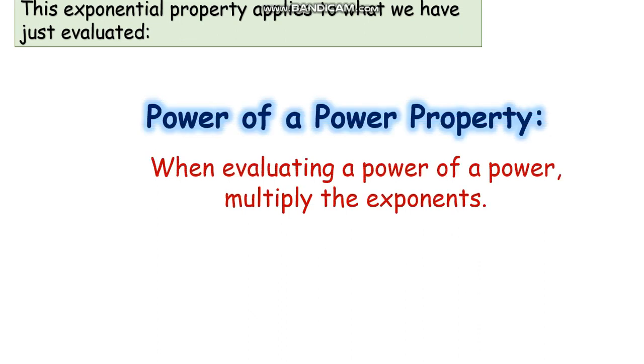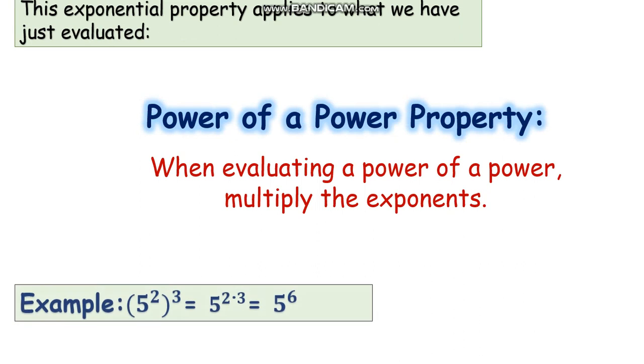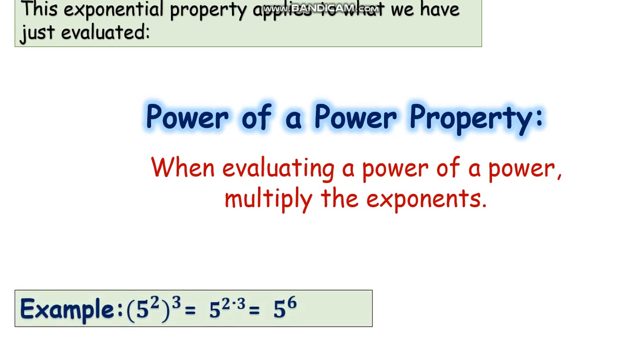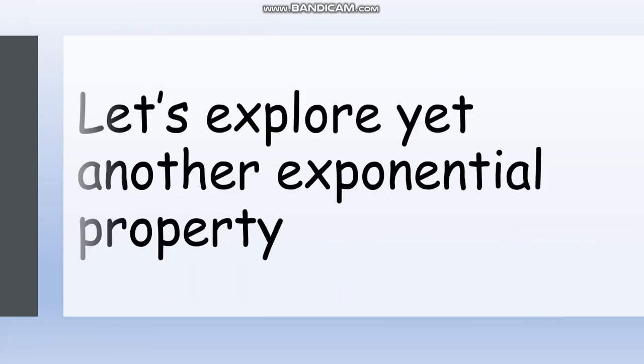There is a property that applies to this too, and it's called the power of a power property. And it states that when evaluating a power of a power, multiply the exponents. So in this case, 5 to the 2 raised to the 3 just means 5 to the 2 times 3. So 5 to the 6. And yet we have one more exponential property to explore.